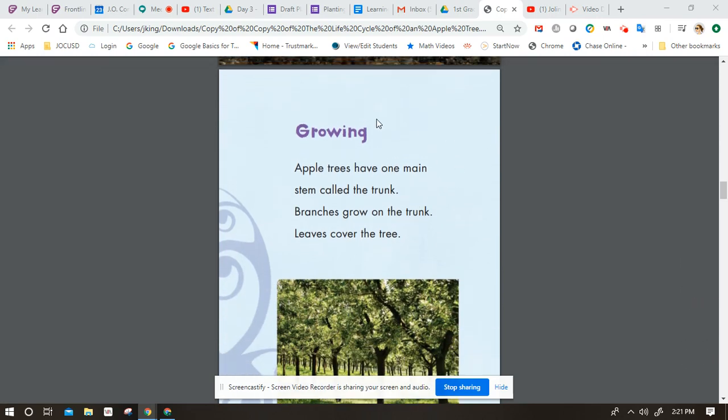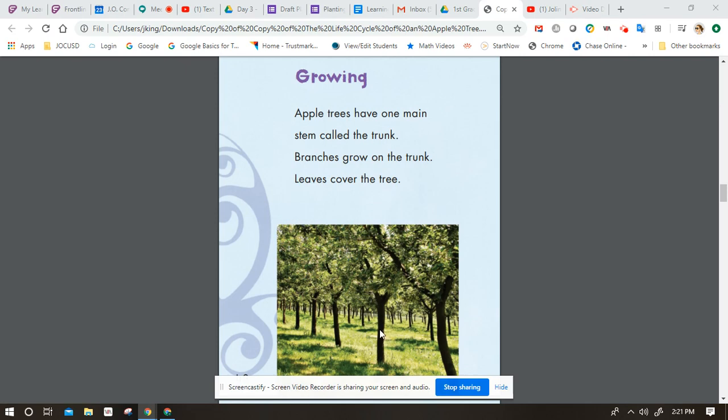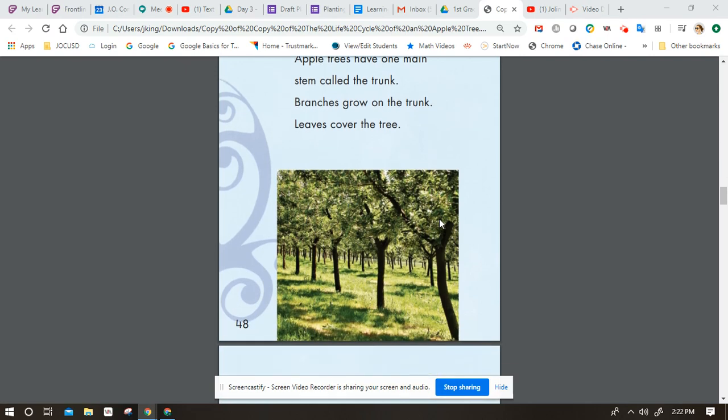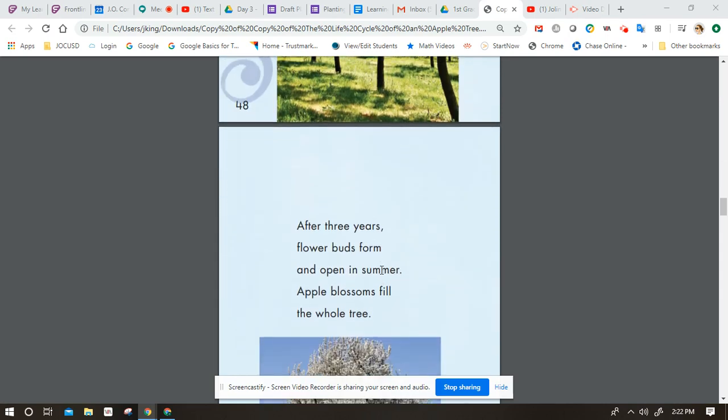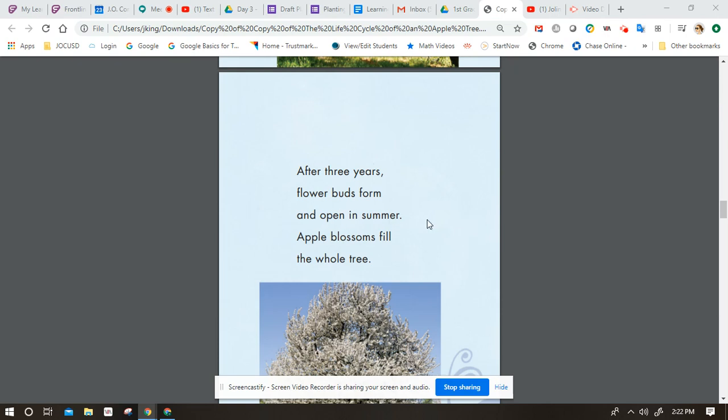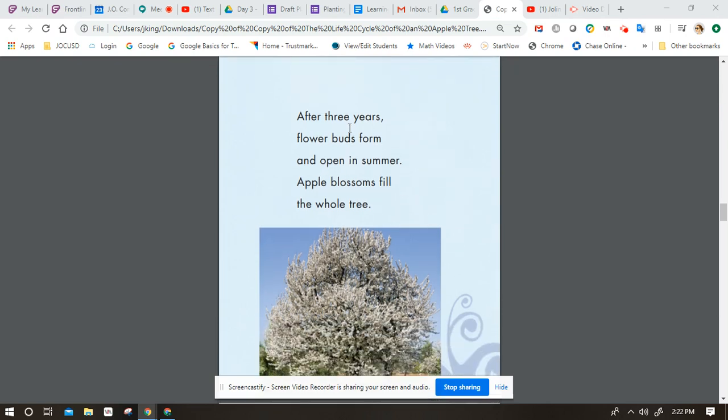Our next text feature is another heading. This heading says growing. It's going to talk about how those teeny tiny seeds grow into big, large apple trees. It talks about the parts of a big apple tree, and it talks about how long it takes for the apple tree to get big enough to get blossoms on it. Can you see how long it takes? Think in your mind.